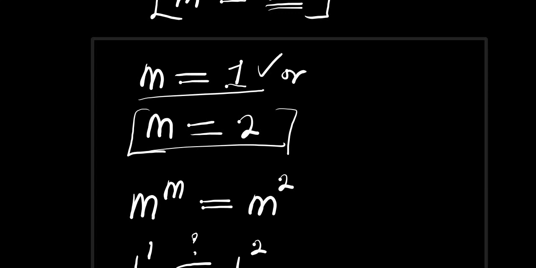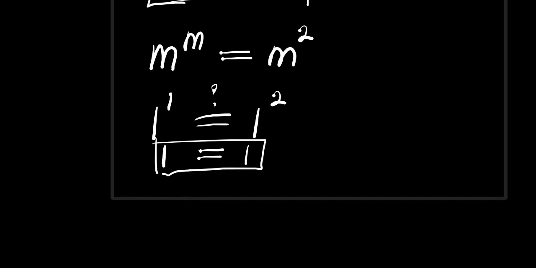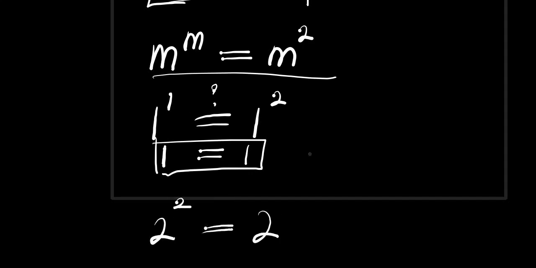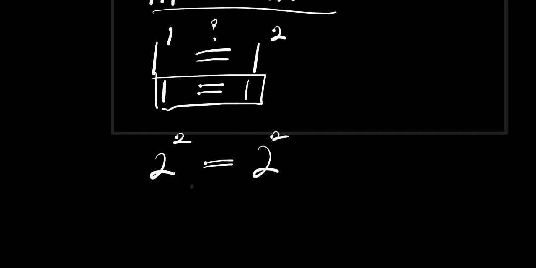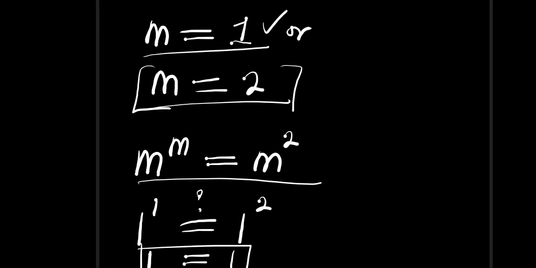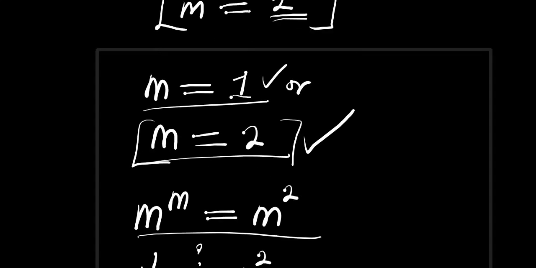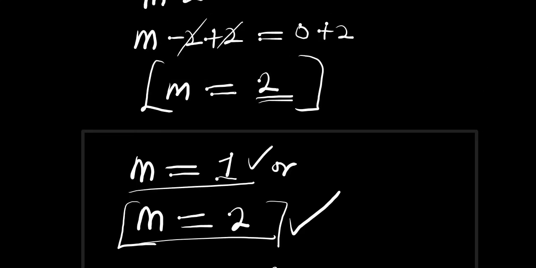Now let's consider this second solution. If you have m equals 2, that means if you insert it here, you should have 2 power 2 is equal to 2 power 2. And 2 power 2 here is 4, which is equal to 2 power 2 here is 4. So that means the second solution has also satisfied the equation. So at this point, we have proven that both solutions are actually very correct.